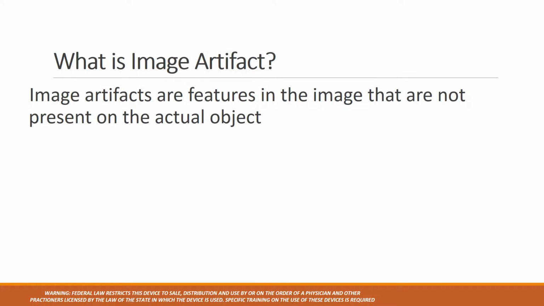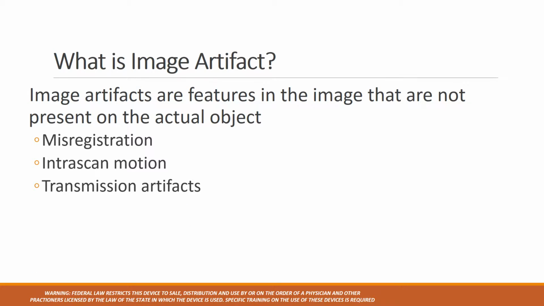Image artifacts are features in the image that are not present on the actual objects. Some examples of these in PET are misregistration, which is the misalignment of the emission and transmission data to one another, intrascan motion, which is any motion that is confined to the emission data set, transmission artifacts, and any camera defects.